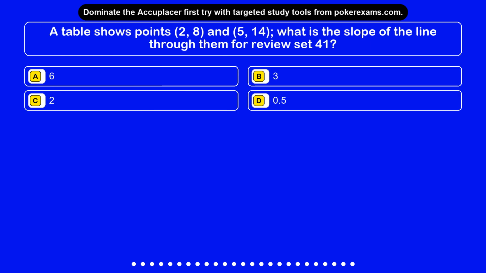Question 11. A table shows points (2, 8) and (5, 14). What is the slope of the line through them for review set 41? Option A, 6. Option B, 3. Option C, 2. Option D, 0.5.